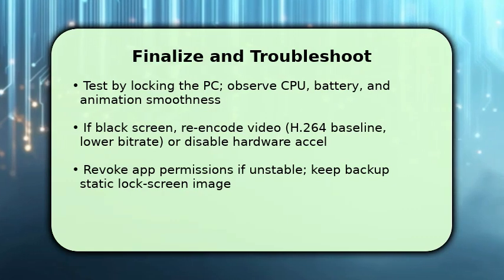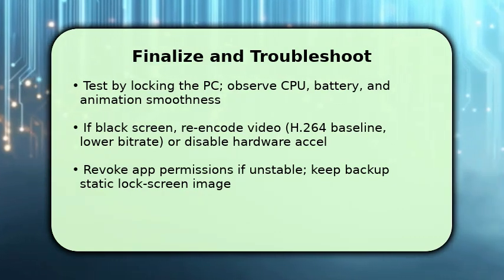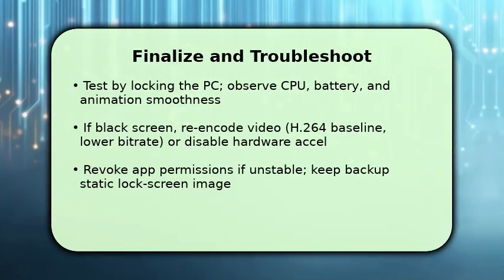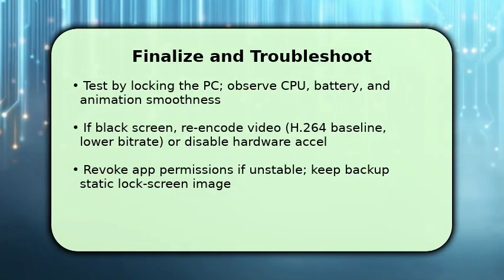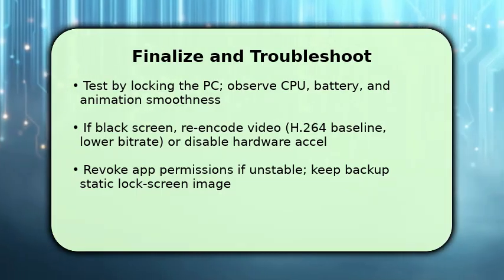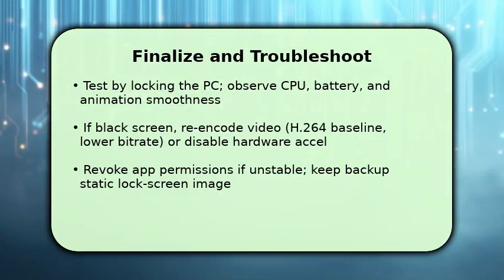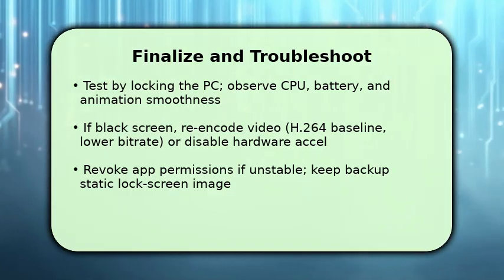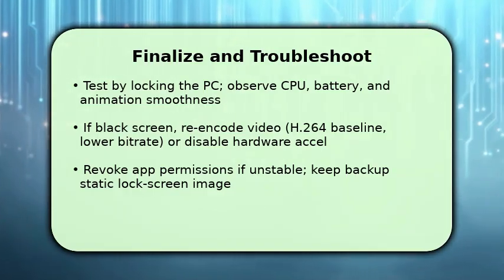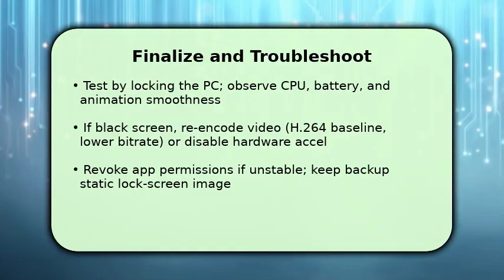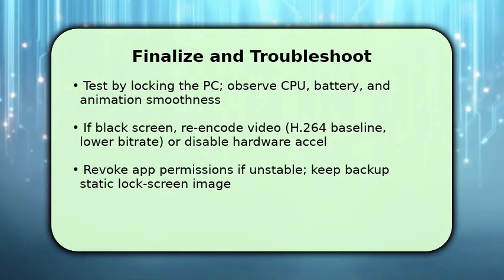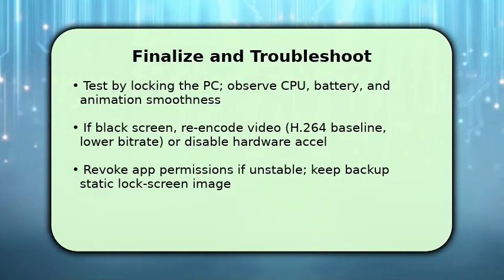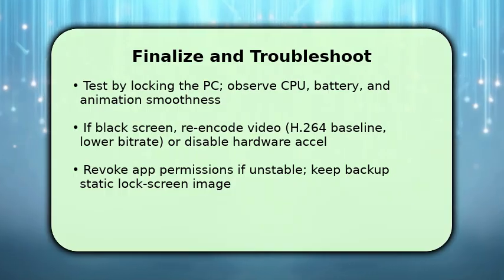Finally, lock your PC and watch the live wallpaper run. Observe performance, battery drain, and animation smoothness. If you see a black screen or stuttering, re-encode the file to a compatible format, H.264 baseline at a lower bitrate, or toggle hardware acceleration in the app. Once fixed, make sure the app is set to launch at login so it activates before locking. If problems persist, revoke permissions and revert to a static lock screen image as a stable fallback to avoid frustration.